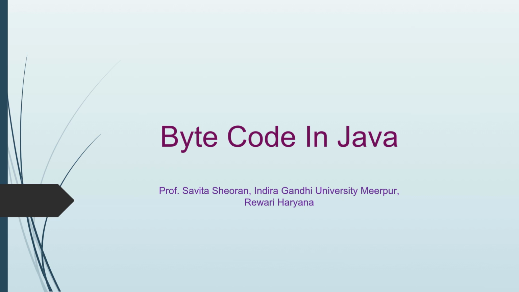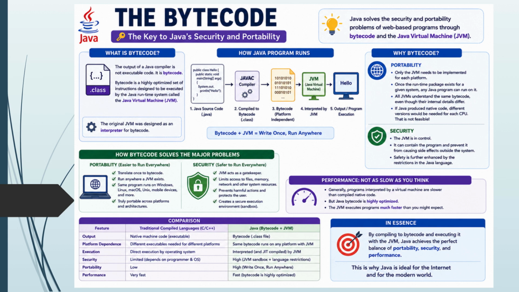Hello everyone, today we'll discuss bytecode, which is key to Java's security and portability. Java solves the security and portability problems of web-based programs through bytecode and the Java Virtual Machine, JVM. What is bytecode? The output of a Java compiler is not executable code. It is bytecode. Bytecode is a highly optimized set of instructions designed to be executed by the JVM. The original JVM was designed as an interpreter for bytecode.